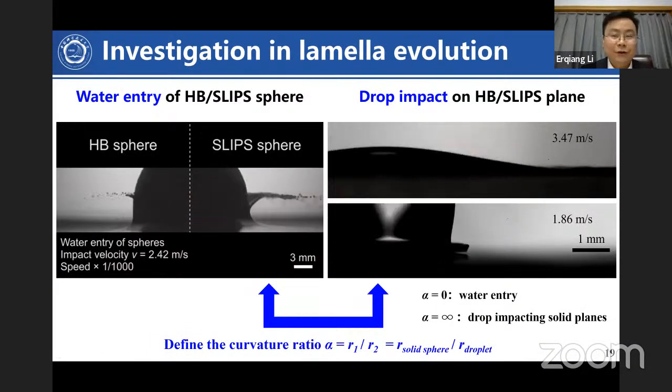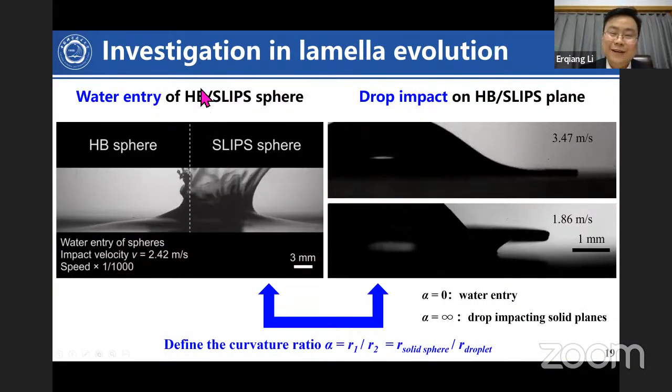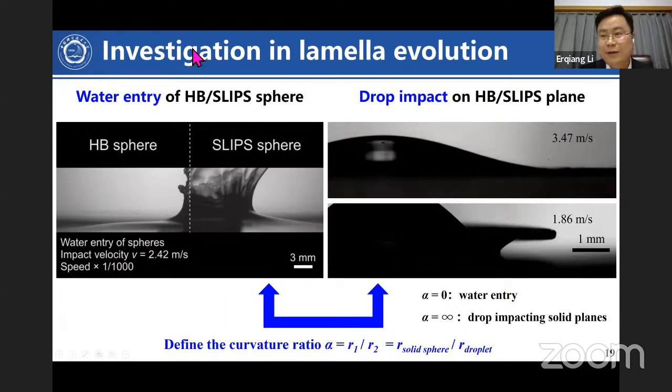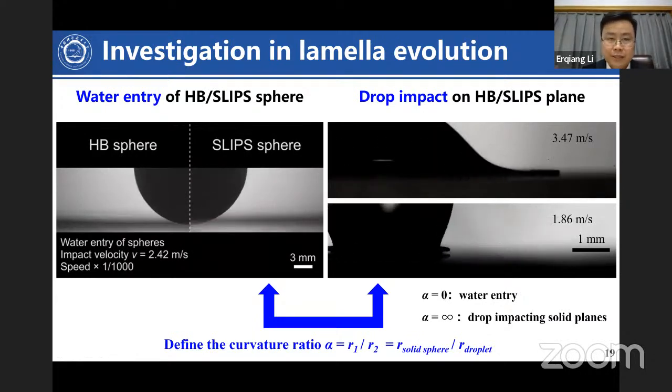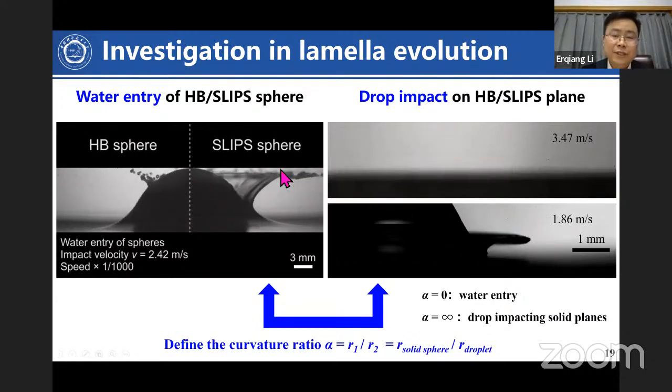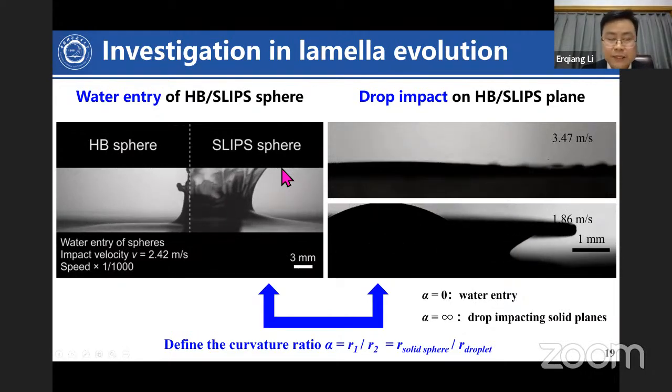Now we have just been talking about drop impact, right? So why do we use water entry problems? Of course, it is because of application, but now I will show that they are the same, because we did two series of experiments.